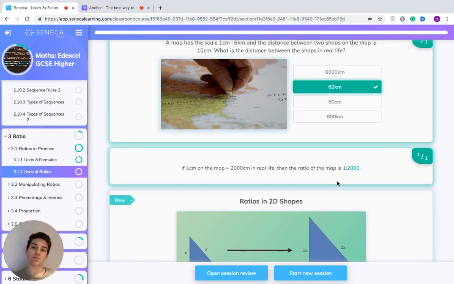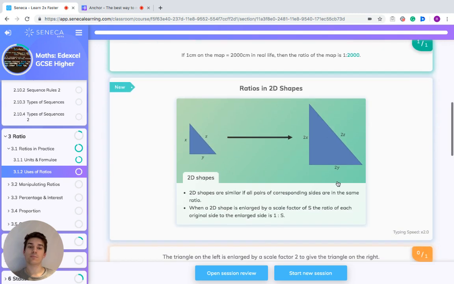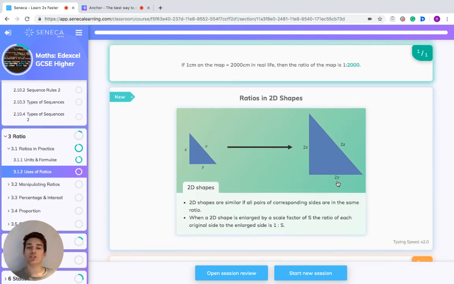Now, another example is if 1 centimeter on the map is equal to 2,000 centimeters in real life, we can say that's the ratio 1 to 2,000. Ratio is also used in shapes to find relationships between similar shapes, and you can find the corresponding sides on the same shape. So if one shape is an enlargement of another one, you can use the ratio of the size of the two shapes to work out any missing sides.